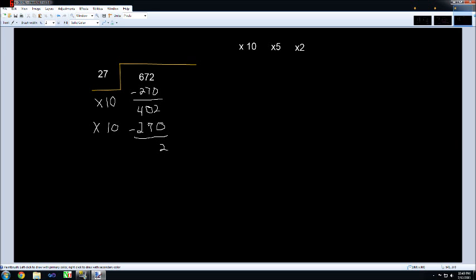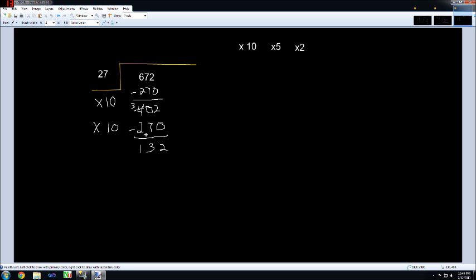0 minus 7, I cannot do that, so I need to go over and borrow from the 4. Leaves me with 3. 0 turns into 10. 10 minus 7, I know, is 3. And that leaves me with 3 minus 2, which is 1. Now, I have 132 left.